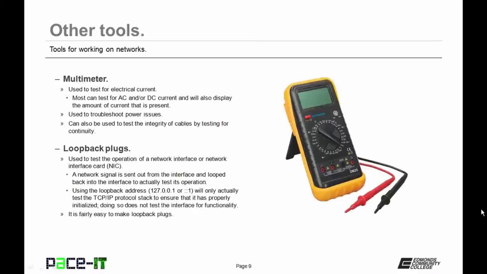And we begin with the multimeter. Now this is used to test for electrical current. Most can test for AC and or DC current and will also display the amount of current that is present. They're used to troubleshoot power issues. They can also be used to test the integrity of cables by testing for continuity, whether or not there's a break in the cable. You can also use a multimeter to ensure that your power supplies are putting out the proper voltages in your network.